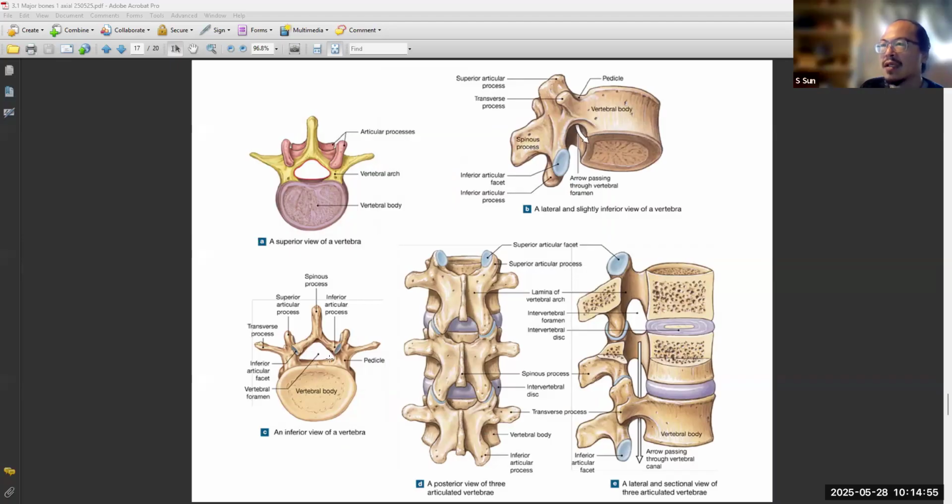So we have the body, and the body forms the arch. Where is that? Here, the arch. This arch forms this hole. This hole allows nerve to go through. So the nerve comes through these holes. Nerve comes through this hole. So here is the disc.